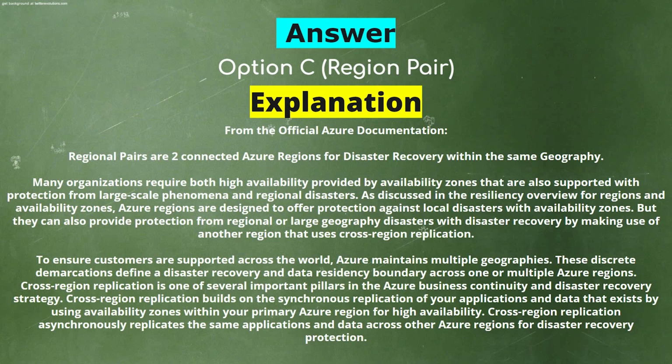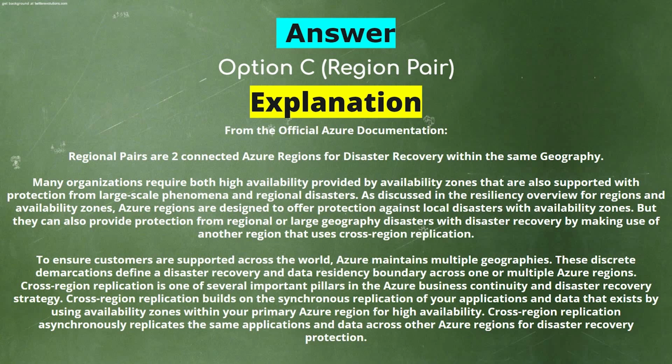Many organizations require both high availability provided by availability zones that are also supported with protection from large-scale phenomena and regional disasters. As discussed in the resiliency overview, for regions and availability zones, Azure regions are designed to offer protection against local disaster with availability zones. But they can also provide protection from regional or large geography disaster with disaster recovery by making use of another region that uses cross-region replication.